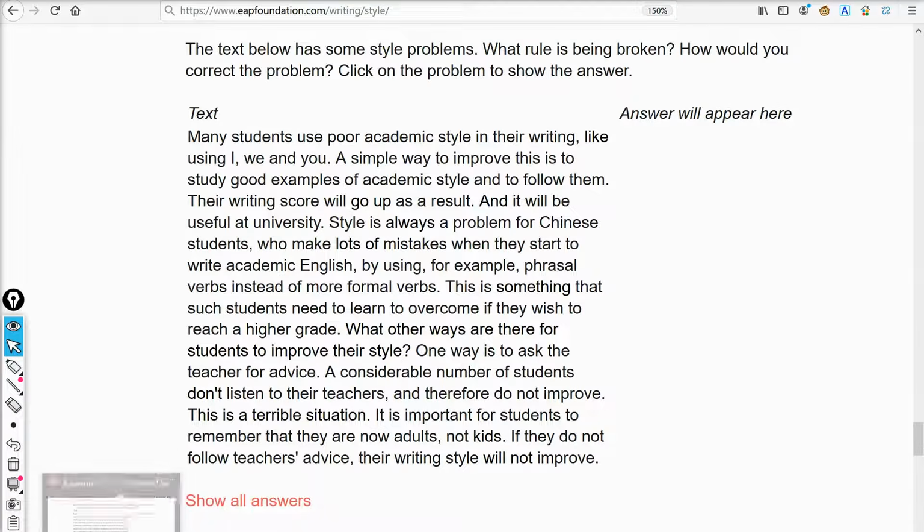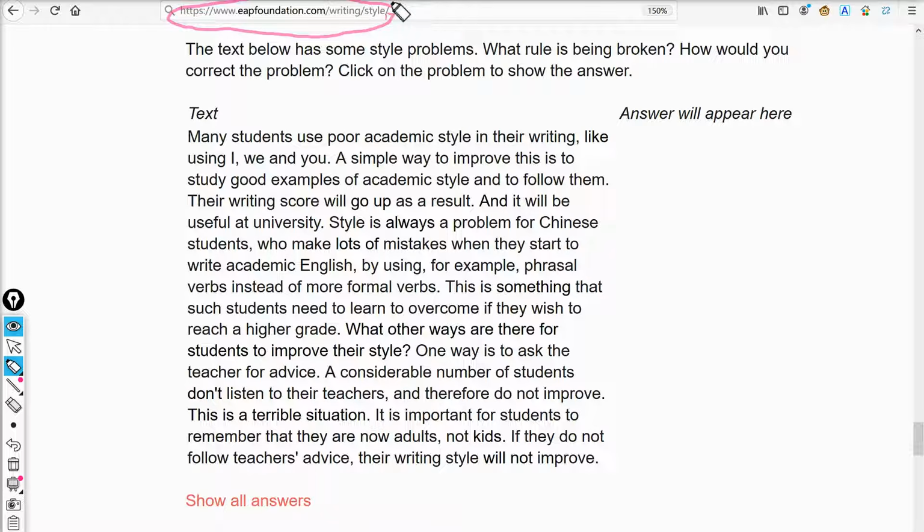So let's finish up by looking at a text which has a few style problems. The text comes from this page of the EAPFoundation.com website. There are a total of 11 problems. What I'm going to do is read the text and underline the problems as I go along. See if you can spot the problems before I underline them. At the end, I'll look at each one, identify the problem, and suggest ways in which the style can be improved.